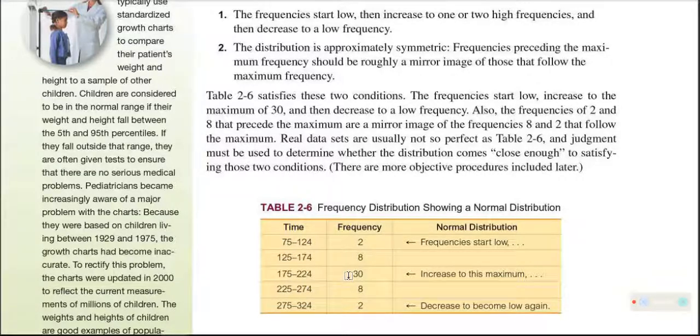So, our maximum value is in the very middle. If you have 5 classes, your highest value should be in the middle. And then, it goes down here, and it also goes down here. Or, it goes up from the first class to the middle, and then goes down from the middle class to the end. So, this is an example of a normal distribution. Look, 2, 8, 30, 8, 2. It is symmetric. The first 2 classes reflect the last 2 classes, and the point of reflection is this middle class.